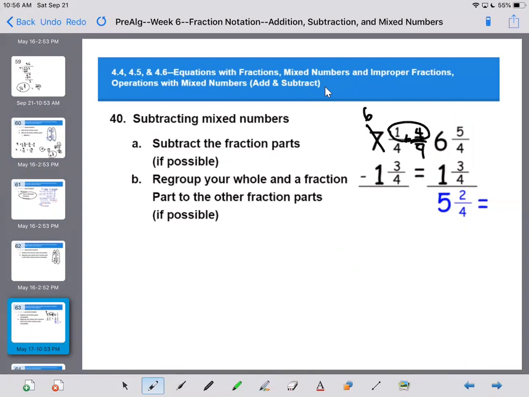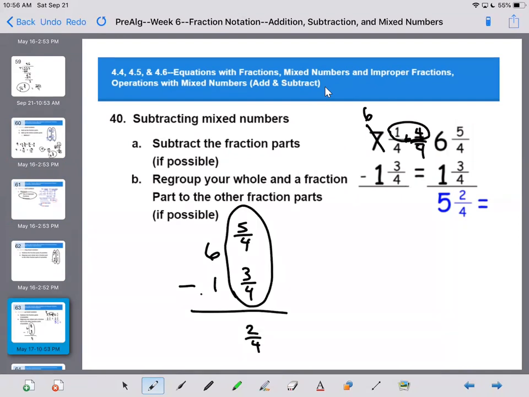Now when you look at that, now you can subtract these. So 5/4 minus 3/4 would be 2/4, and 6 minus 1 would be 5. So you've got 5 2/4 or 5 1/2.